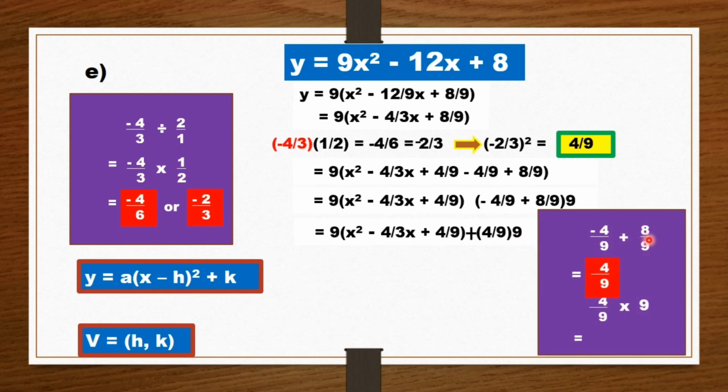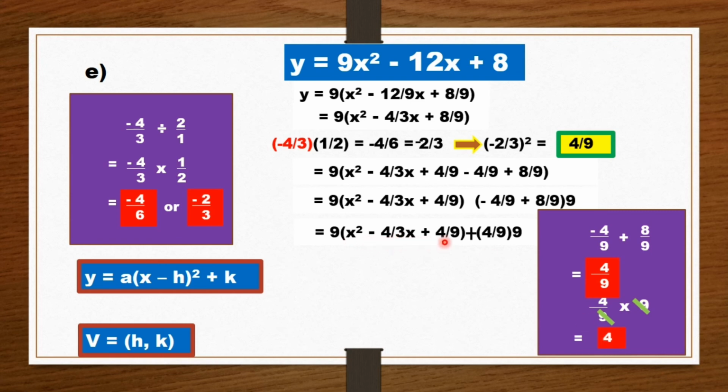Negative 4/9 plus 8/9, similar fraction. So we can add the numerator. Negative 4 plus 8 is equal to 4. Copy the denominator of 9. And then multiply it by 9. So 4/9 times 9, these are cancelled. And the result is 4.